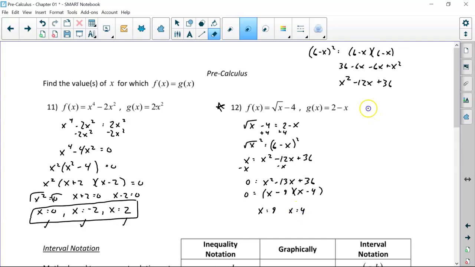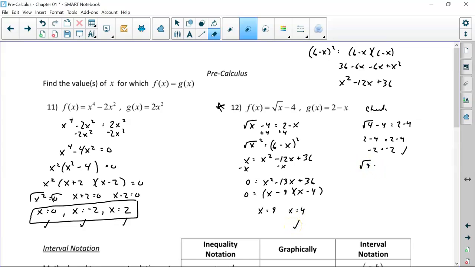Now let's check. I'm going to write this one out. So I'm going to check the 4 first. The square root of 4, minus 4 equals 2 minus 4. So the square root of 4 is 2, minus 4 equals 2 minus 4. Negative 2 equals negative 2. That's a true statement. The 4 is good.